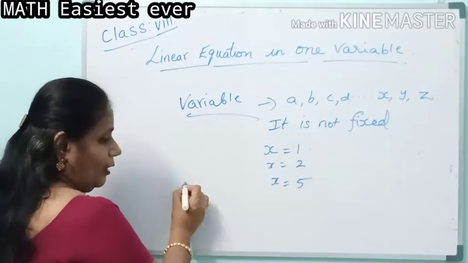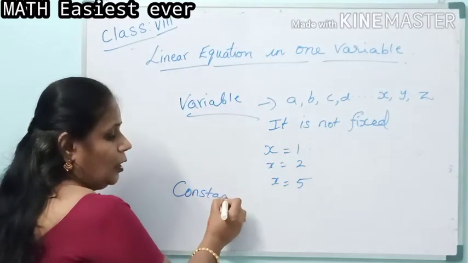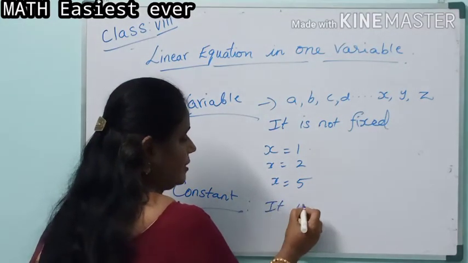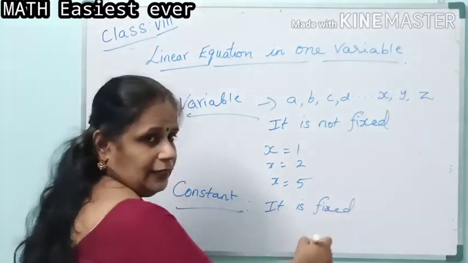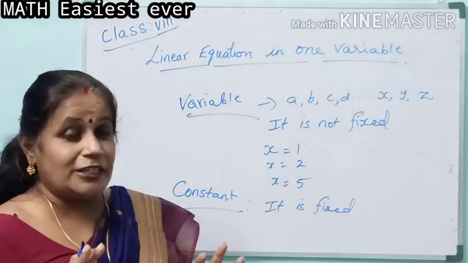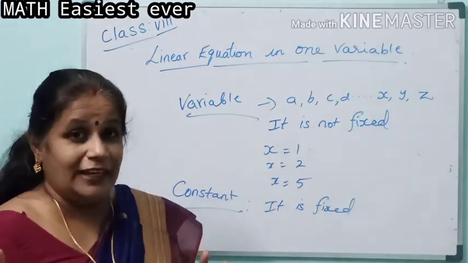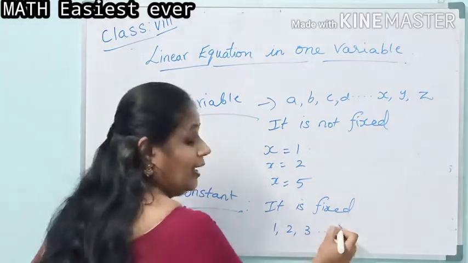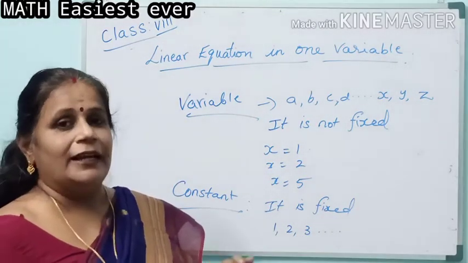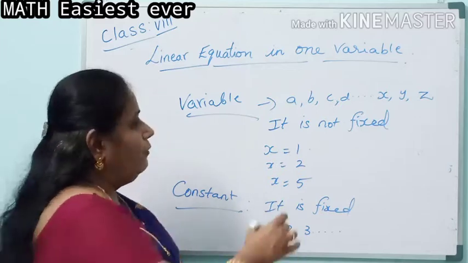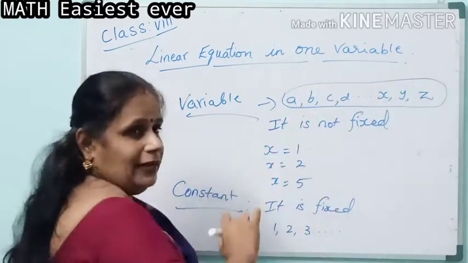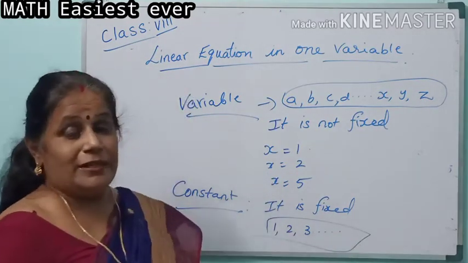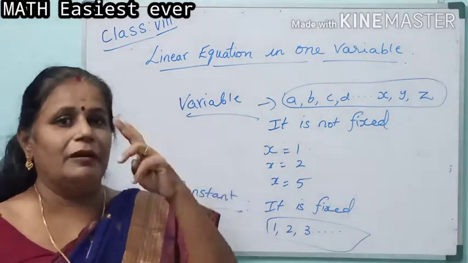Next you have to recall what a constant is. Constant means it is fixed. You cannot change it, right? You cannot give different values to a constant. The numbers are constants, see 1, 2, 3, etc. The numbers which we use in algebra are constants. Variables are the small alphabets and not fixed. Constant means it's fixed and the numbers are constants. So you have recalled what a variable is and what a constant is.